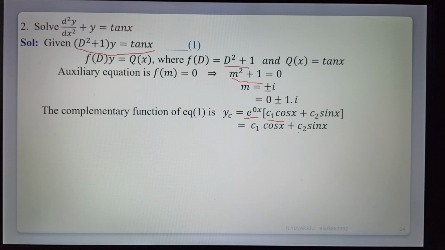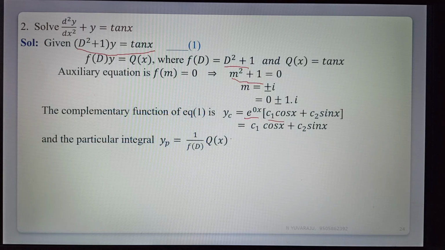Next, finding the particular integral yp. Yp is equal to 1 by f of d into q of x. That is equal to 1 by f of d, f of d is equal to d square plus 1, into tan x. Q of x is equal to tan x. So 1 by d square plus 1, take the factors here: 1 by d plus i into d minus i. These are the factors, and into tan x.